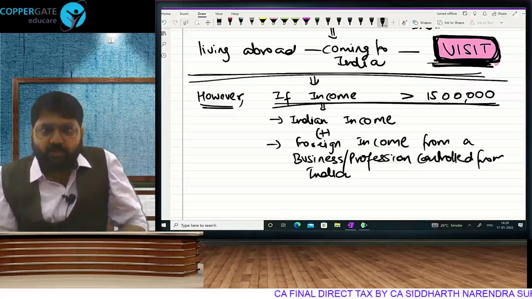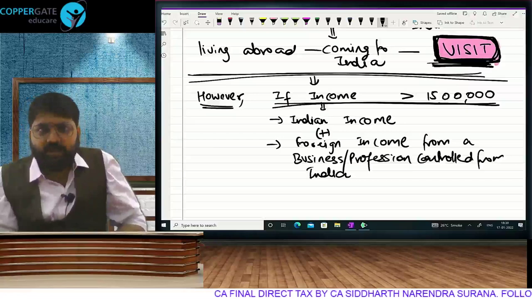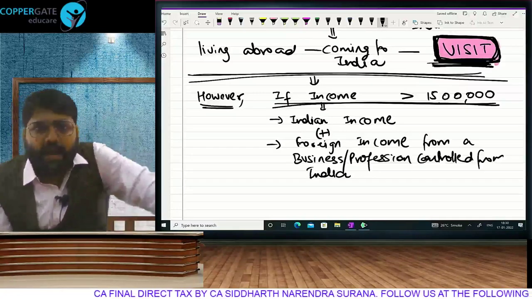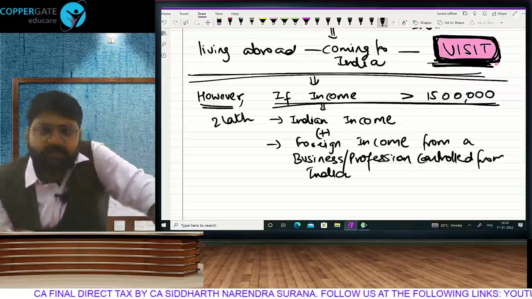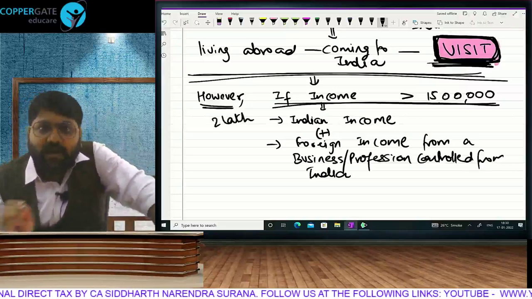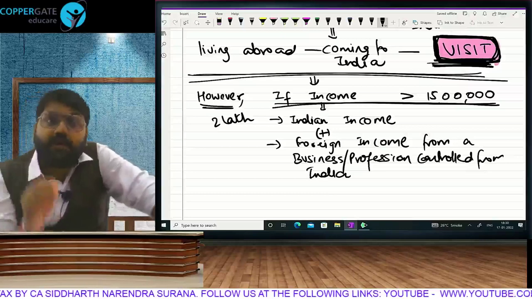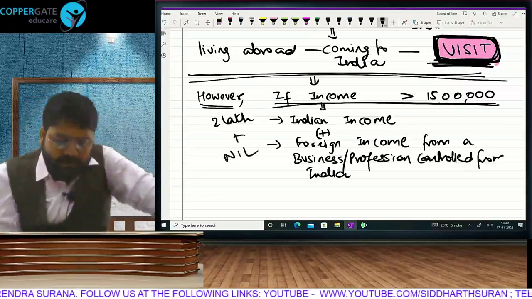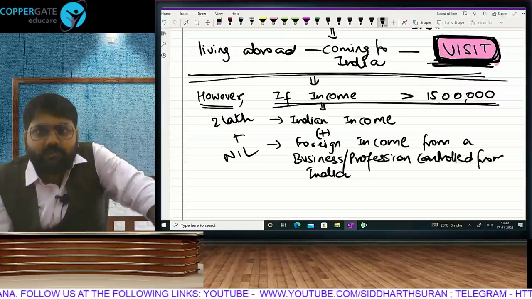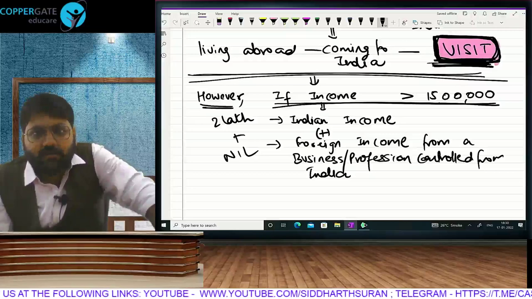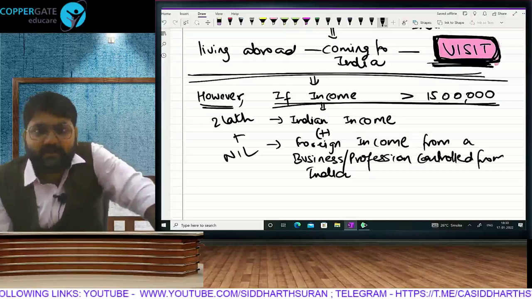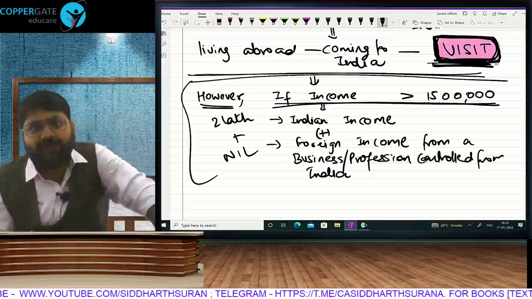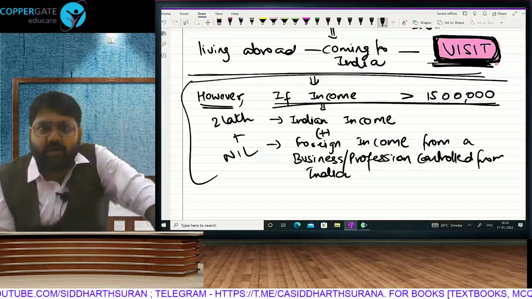Let me take examples of two students of the class. Supposing Liana has Indian income from bank FD, 2 lakh rupees. That's her Indian income. In foreign, she is working in a Dubai company. The company is in Dubai, the owners are in Dubai, the control and management, everything is in Dubai. That means this will be nil. So what's the total? 2 lakh. Is it crossing 15 lakh rupees? No, so this point is not applicable to Liana. So if you come for a visit, only 182 will apply, 60 and 365 not applicable.